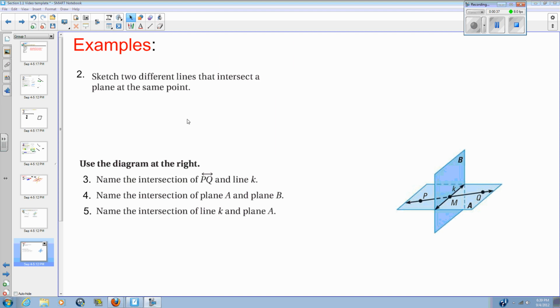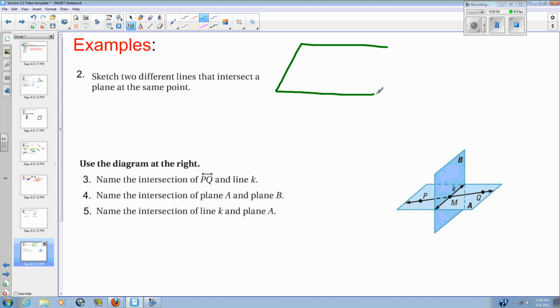Okay, in example 2, our goal here is to sketch two different lines that intersect a plane at the same point. So to start this drawing, we're going to start off with the basics. What we need is a plane. Usually a plane is drawn as, I always think of it as a sheet of paper, but rectangle, rhombus, however you want to think of it.